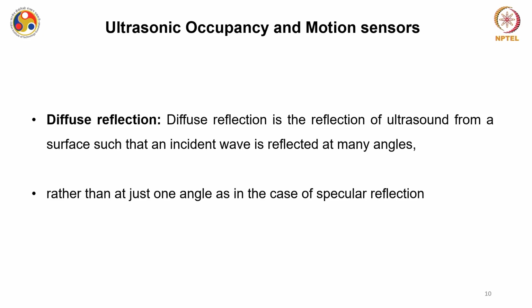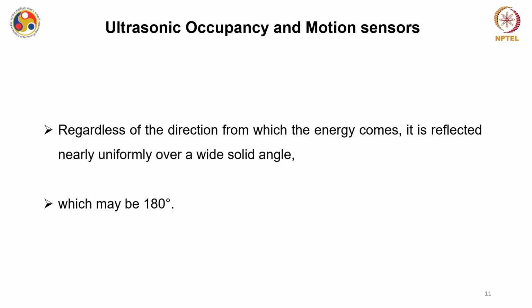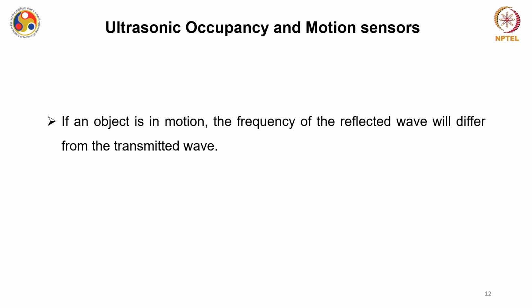So you have a wide angle of reflection. This is the way the ultrasound reflects from an object. We call it diffuse reflection. Regardless of the direction from which the energy comes, it is reflected nearly uniformly over a wide solid angle, and this solid angle can be as high as 180 degrees. If the object is in motion, the frequency of the reflected wave will differ from the transmitted wave. So the two frequencies will be different, and this is given by Doppler's law, or the Doppler effect.